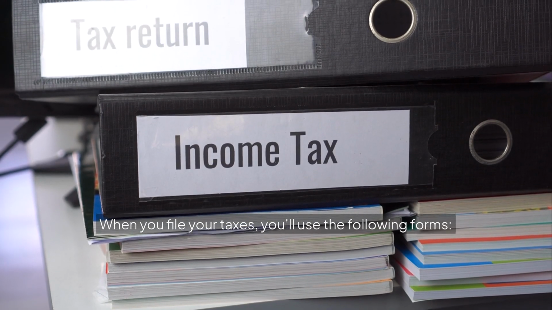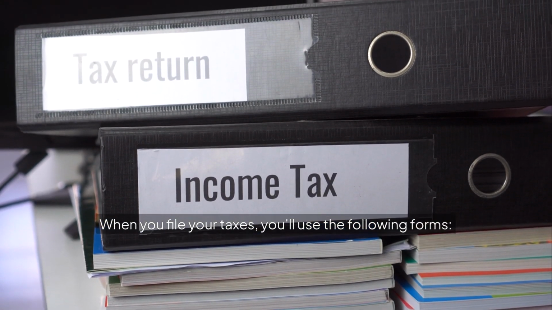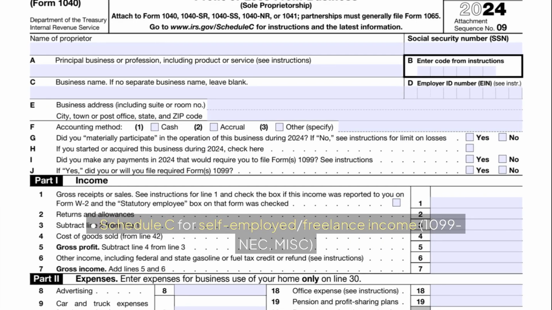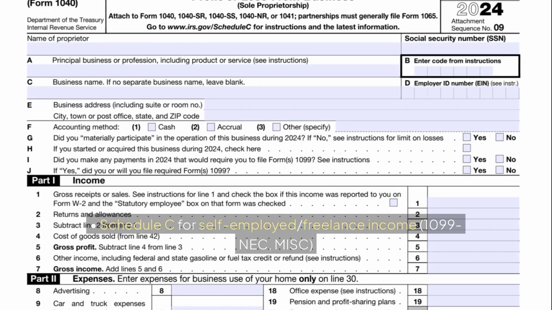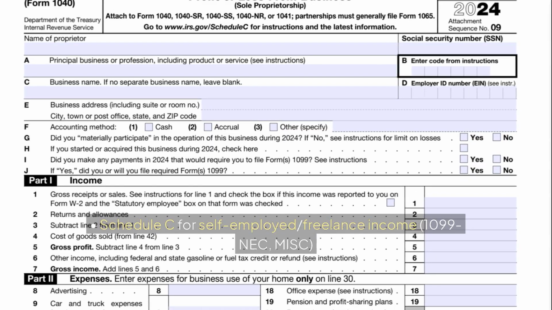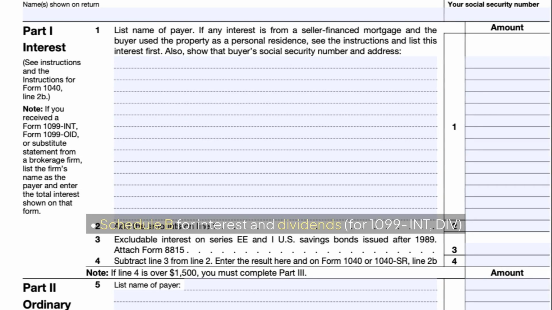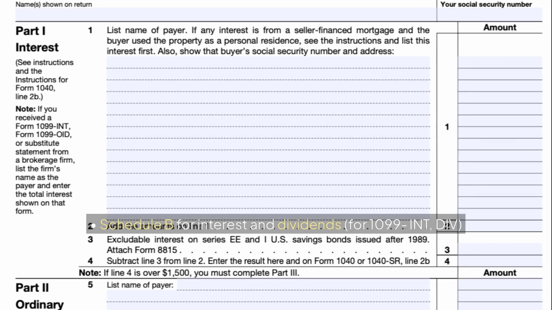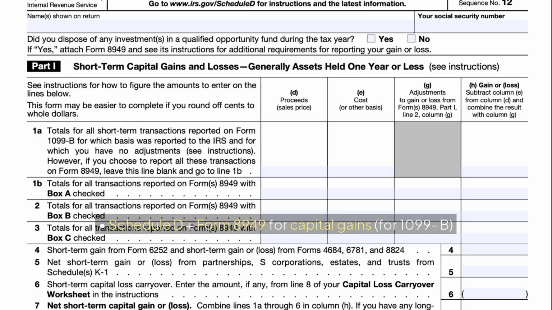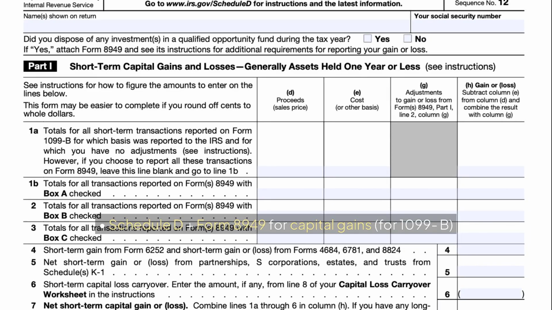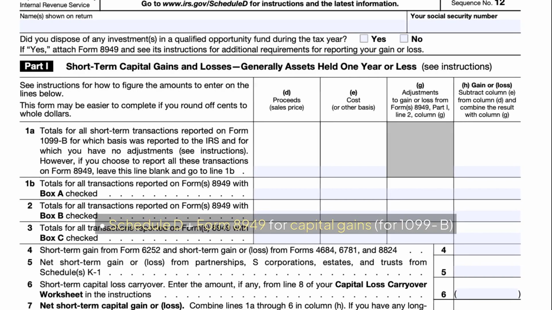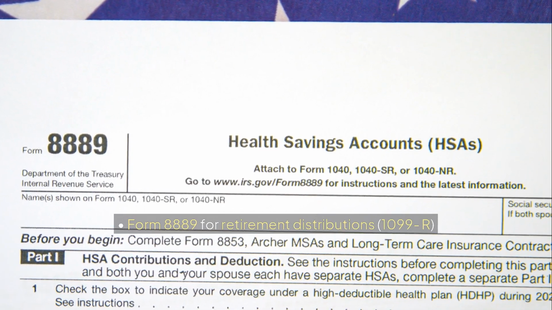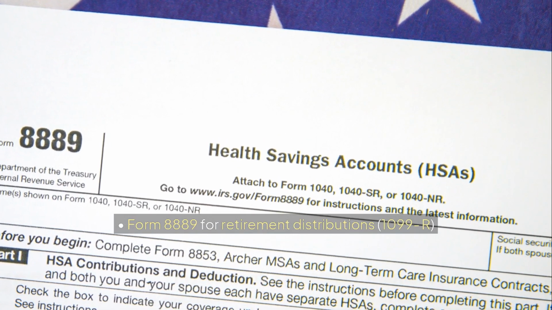When you file your taxes, you use the following forms. Schedule C for self-employed, freelance income, for 1099 NEC, MISC. Schedule B for interest and dividends, for 1099 INT, DIV. Schedule D plus Form 8949 for capital gains, for 1099B. Form 8889 for retirement distributions, for 1099R.